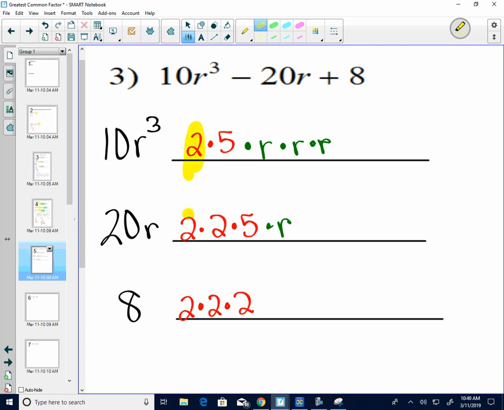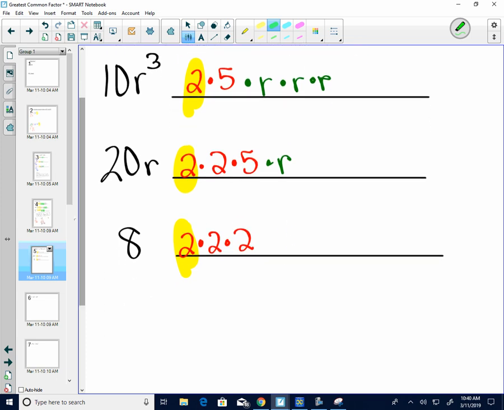Well, they all have at least one 2 in common. These two have a 5, but this one doesn't, so I cannot highlight the 5. These two on the bottom have one more 2, but the top one doesn't, so I can't highlight another 2. And then looking at the letters, the top two have at least 1 r in common, but the bottom one doesn't have any r's. So I cannot factor out a variable. So in this case, the only thing that I can factor out is this 2. So I'm going to have a 2 on the outside.